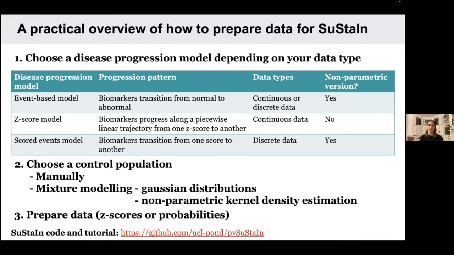The last thing you need to do is to prepare your data and choose the settings for the algorithm. And this format will depend on the disease progression model that you're using. For the Z-score model, the data needs to be Z-scored relative to a control population. Whereas for the event-based model or the scored events model, you just input a probability that a biomarker is normal or abnormal, or that it has a particular score. So the event-based model and the scored events model are very flexible in that way because you can use any type of probability distribution. You just input the probabilities rather than data.